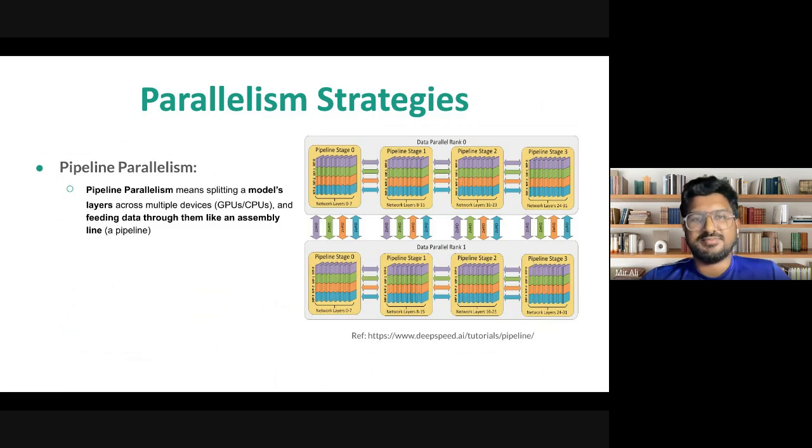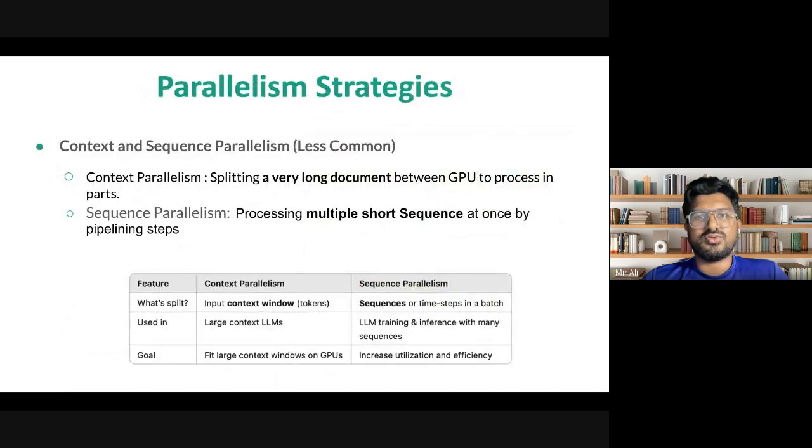And another one is pipeline parallelism, where we split the model's layers across multiple GPUs and feed data through them like an assembly pipeline, like in a car assembly line, where each person fixes each tire at each designated station. That's how the parallelism runs here. And a few other less common parallelisms are context and sequence parallelism, where in context parallelism, we split a long document between GPUs and process it in different parts.